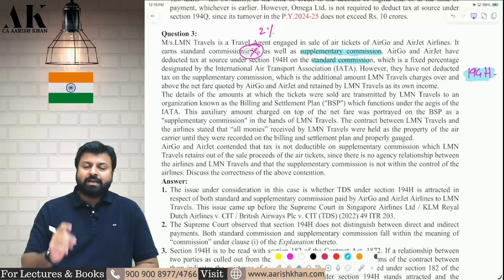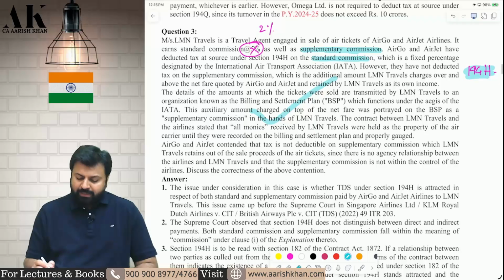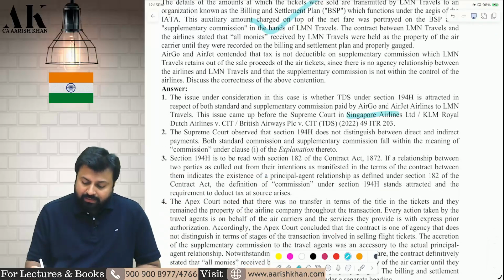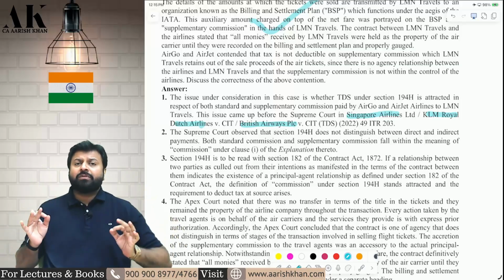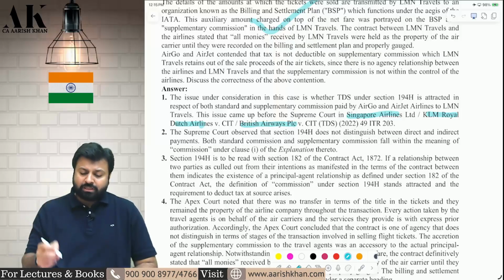Supplementary commission as well as the standard commission, and the answer is yes. The Supreme Court in the case of Singapore Airlines, KLM, Royal Dutch Airlines and British Airways PLC has held that the TDS under 194H will be applicable on standard commission as well as on the supplementary commission.